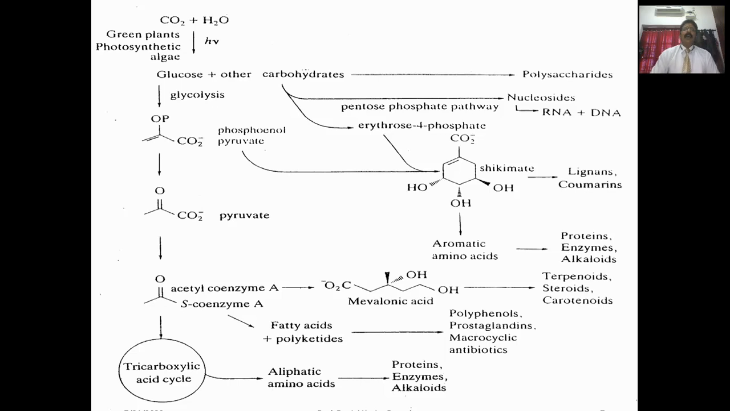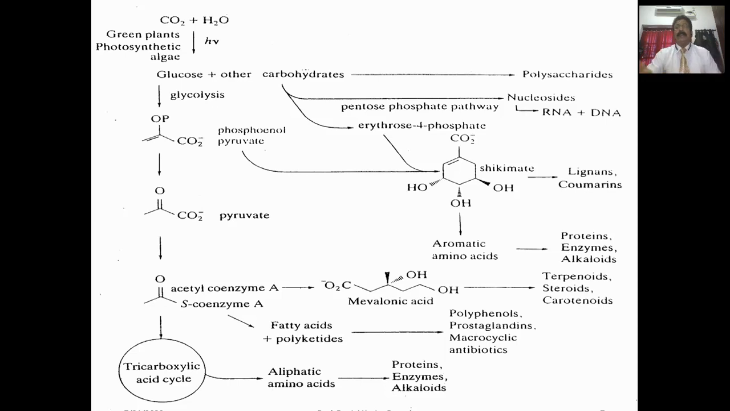At the top: carbon dioxide and water. In the presence of sunlight energy, the plants can produce starch. We have taken an example of algae, but all plants produce starch. Glucose and other sugars are converted into polysaccharides, that is starch. Then the glucose molecule enters glycolysis and gives rise to phosphoenol pyruvate, which you might have studied in your biochemistry. In glycolysis, 1 molecule of glucose can give 2 molecules of pyruvic acid, that is phosphoenol pyruvate, which is phosphorylated. And then you can see the cycle.